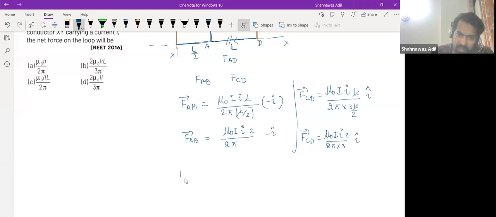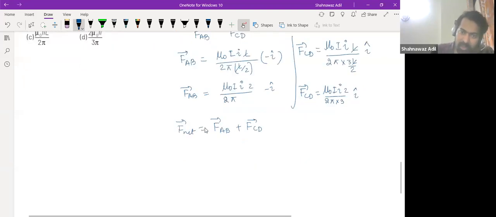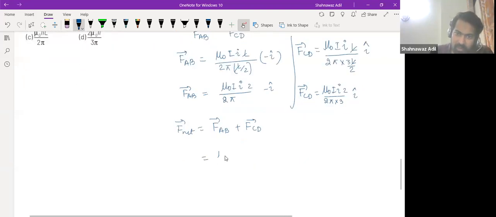So F net would be how much? F net would be the resultant of these two, this plus this. So this is mu naught I squared over 2 pi times 2 minus i hat, plus 3 i hat.